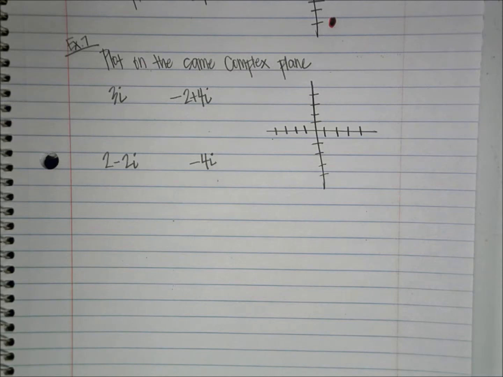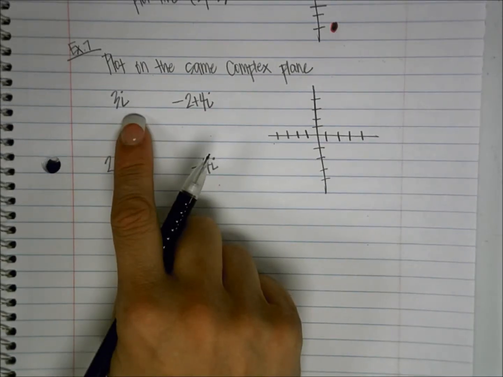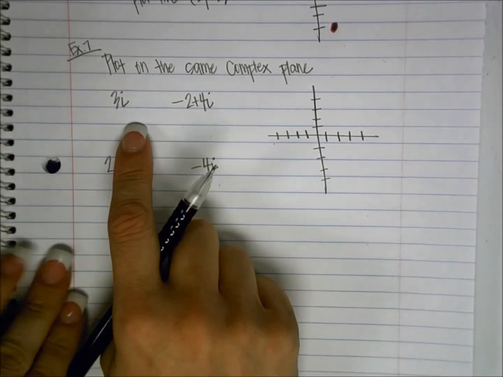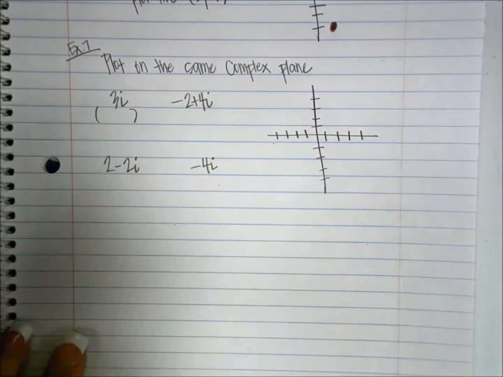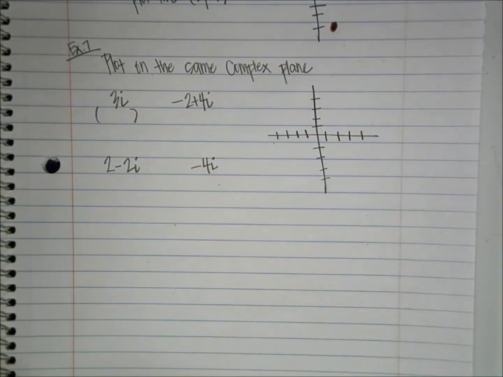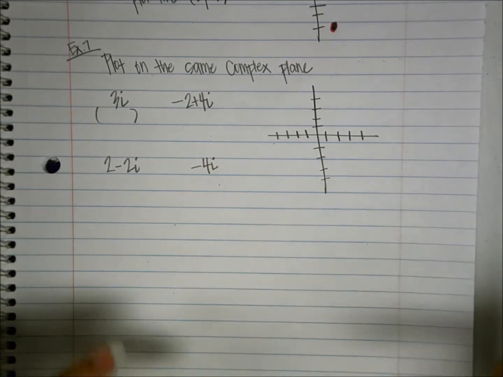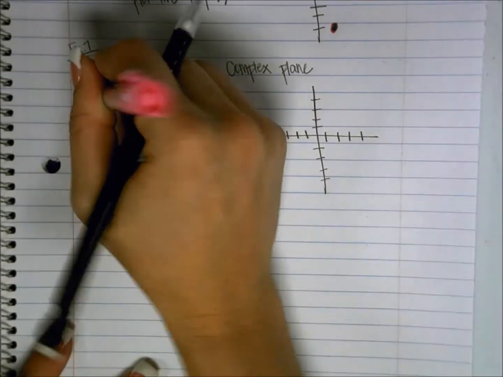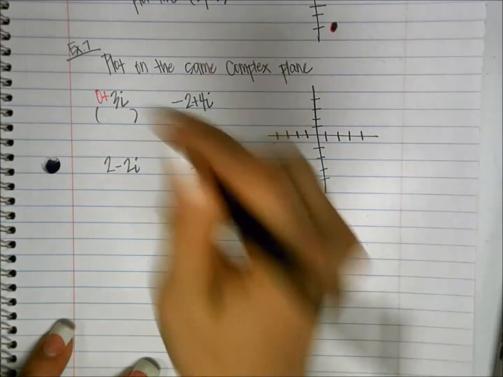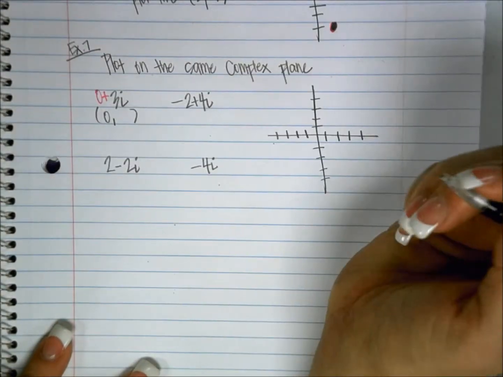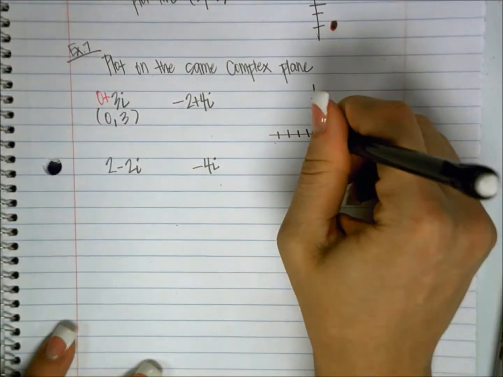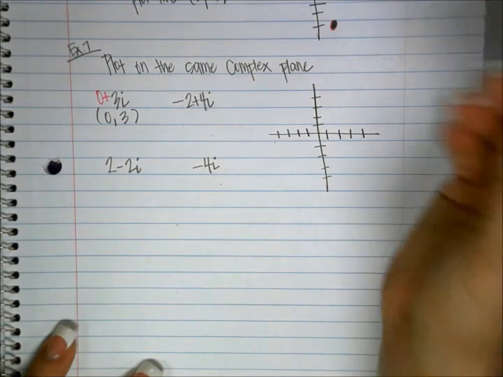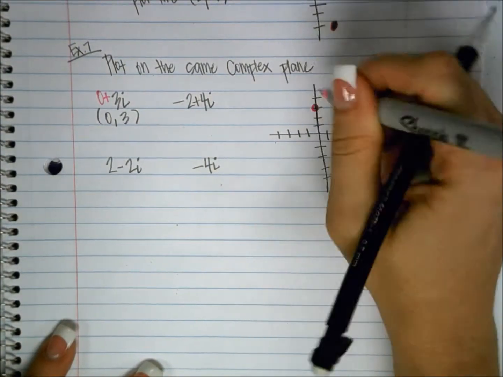So if I was going to write these as points on an xy coordinate, what point would represent 3i? 0, 3, right? Technically, this could be a 0 plus 3i. So the real portion here is 0, 3. So 0, 3, remember, would be over 0, up 3. So this is 3i.